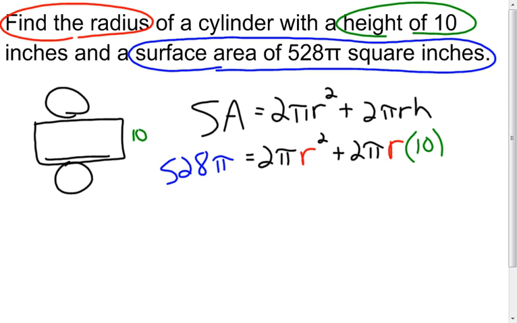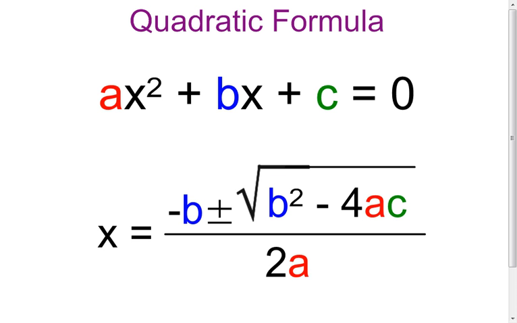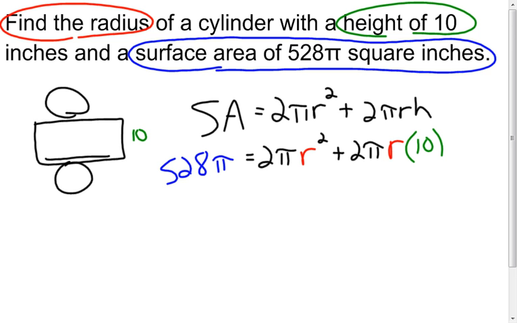And somehow we have to solve this equation for r. Well, I look at it and it has a squared variable, which tells me it has to be quadratic. So I might need to use this quadratic formula. We'll find out here in a little bit. Now the first thing I'm going to do is I'm going to look at this and say, I really don't like that pi in there. Or I do notice that it's on all three terms, so the first thing I'm going to do is I'm going to divide by pi.